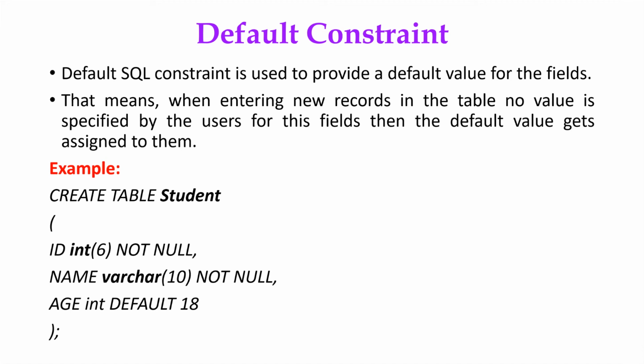Example, I am creating a table called student with 3 attributes: ID, name and age. ID is of data type integer and is a primary key, so it should be not null. Name I have declared as a varchar data type, so again I am mentioning it as not null. Then age by default is 18.